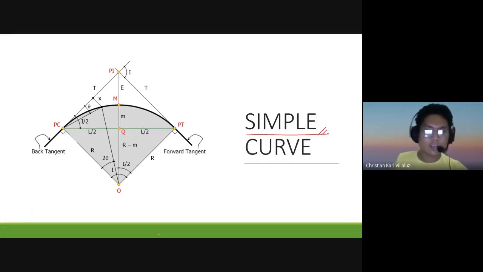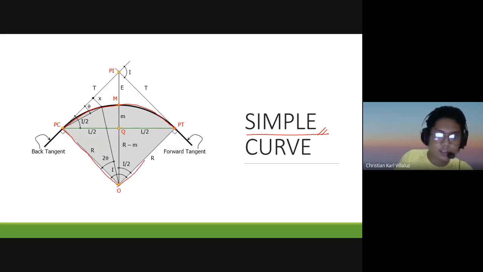A simple curve is derived from a sector of a circle. So this is a sector of a circle, and from that, all of our computations can be derived. So, what are the parts of a simple curve?